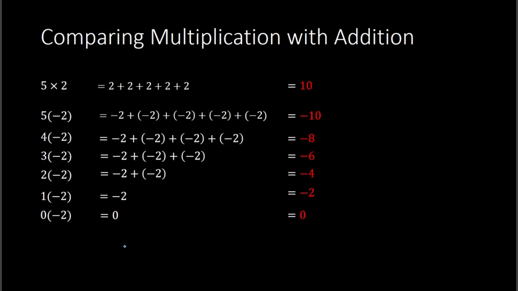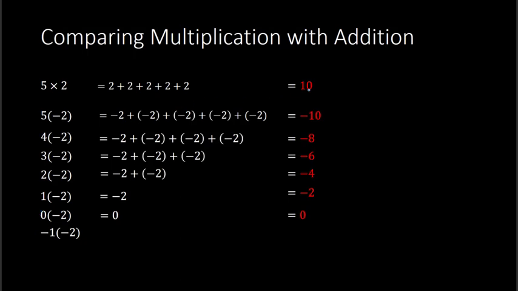So notice the pattern. On the left side, we are multiplying by 5, then 4, then 3, then 2, then 1, then 0. Keeping that pattern going, the next number would be negative 1, and then negative 2, negative 3, etc. So if we did negative 1 times negative 2, the question is, what would this equal?